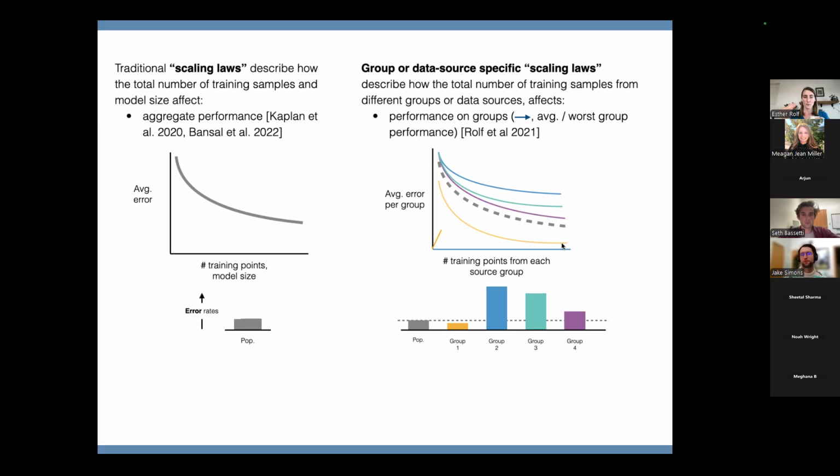And then because average accuracy is just an average over all of these different colors weighted by their prevalence in the population, we can actually talk about much more nuanced phenomena when it comes to the data set composition, whereas the traditional scaling laws only allow us to talk about the total amount of data, not how that data is composed.